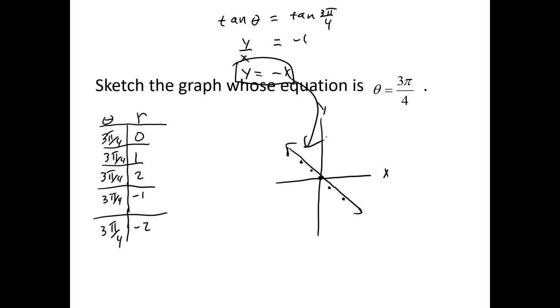In general, anytime you have theta equals a constant, then your equation will be y equals the tangent of the constant times x. And so then the tangent of the constant becomes the slope. So the tangent of that constant angle is the slope of your line. And we're going to use that in a little bit.